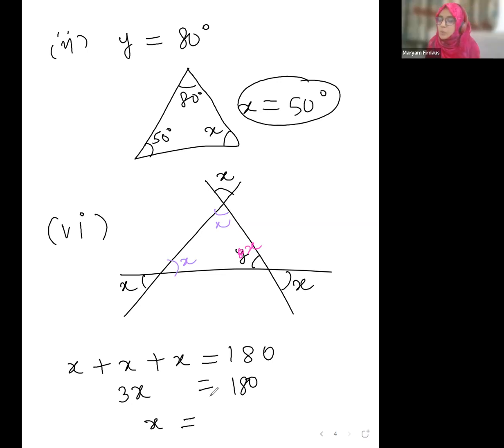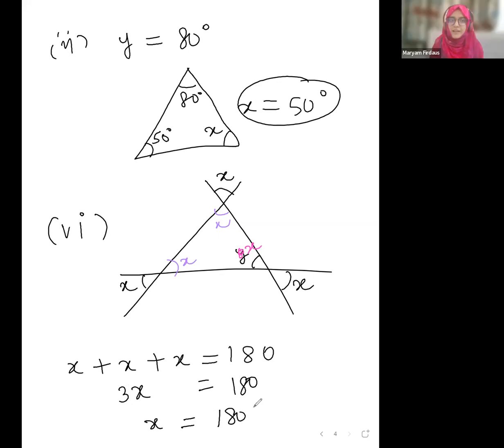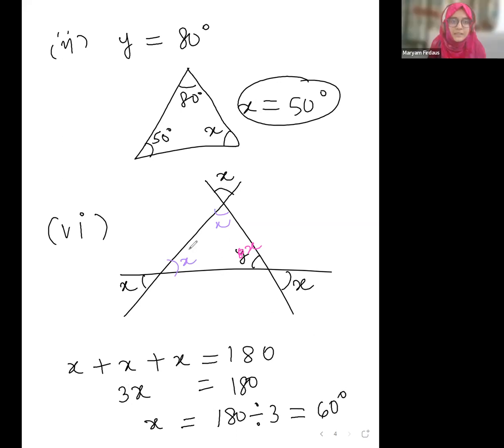And then x becomes, what will we do? Send 3 to the other side. What does it become? Here 3 is multiplied, so on the other side it will become 180 divided by 3, that gives 60. 60 degrees. Okay, so each of these angles becomes 60 degrees.